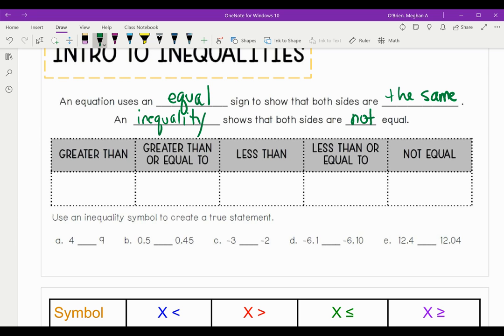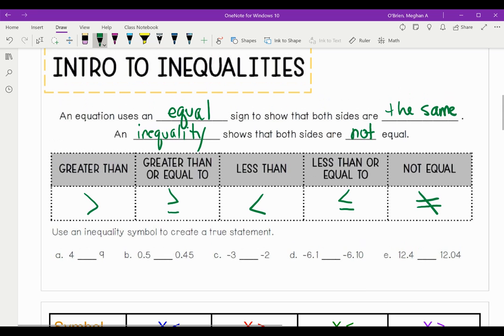Okay, so hopefully you're familiar with these symbols. Greater than looks like this because we read it left to right, like we read a book. Greater than or equal to is the greater than symbol and then half the equal sign. That means it can include that number. Less than looks like that. Less than or equal to looks like that. And then not equal can be represented by slashing the equal sign.